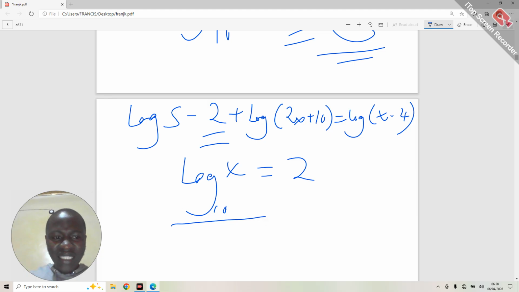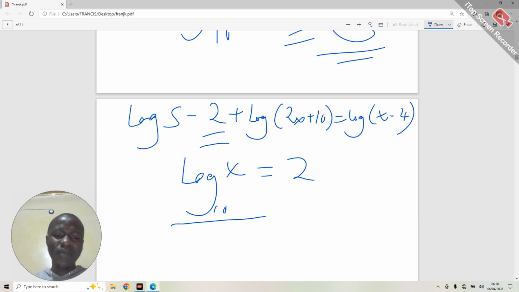I want something like this in log form that can represent 2. So how can 2 be read in terms of log? That is what I'm trying to explain. How can 2 be read in form of a log?